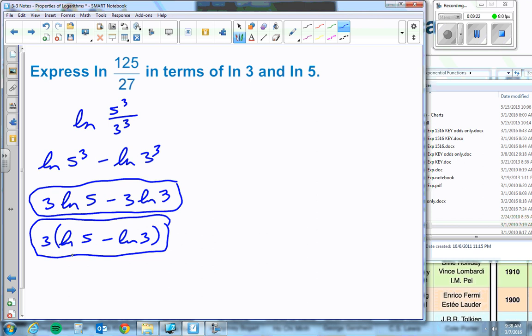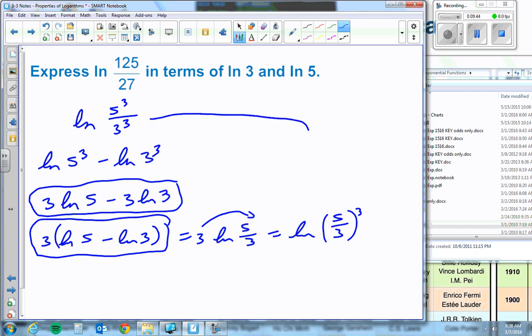I'll take it. In fact, watch this. Because I want to show you another approach you could have taken on this. What's inside the parentheses can be expressed as a single log. It's the log of the quotient. And then if I move this 3 on as an exponent, it becomes natural log of that whole fraction raised to the power of 3. Which is another approach that a person might have taken.